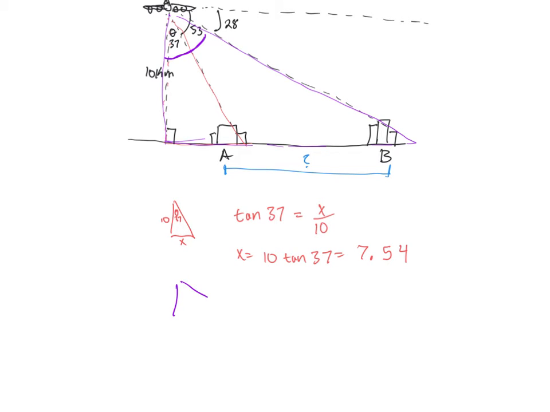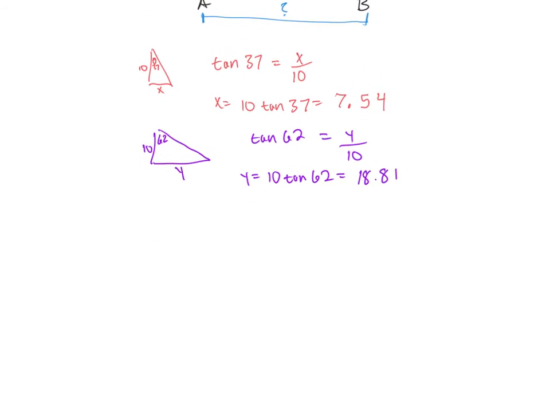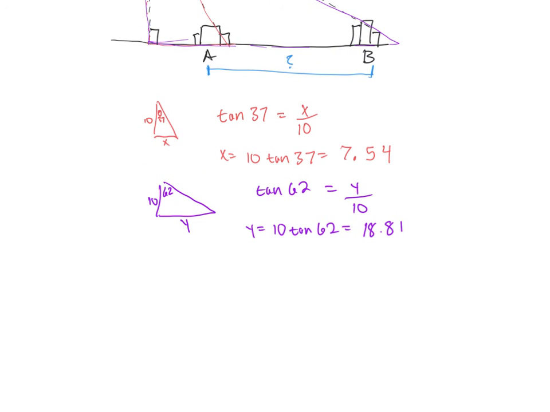So the purple one is 62. I'm going to call this y, and this is 10. So then my tangent of 62 must equal y over 10. So for y equals 10 tangent of 62 gives me 18.81, around there.